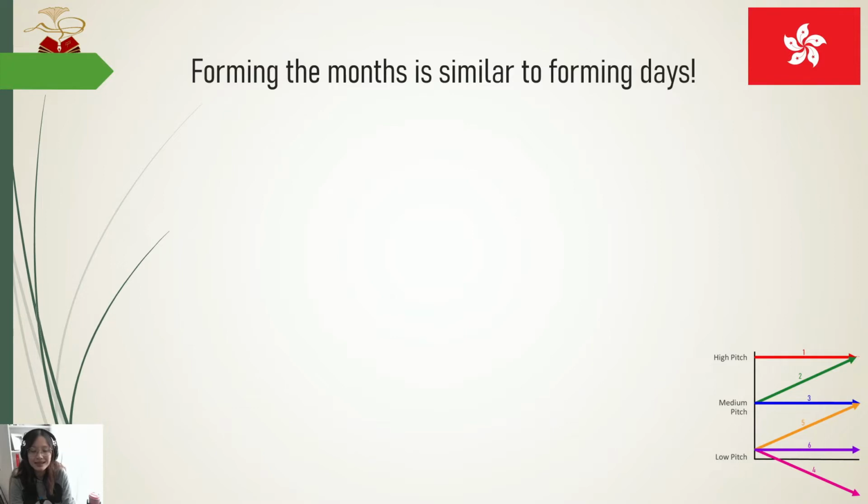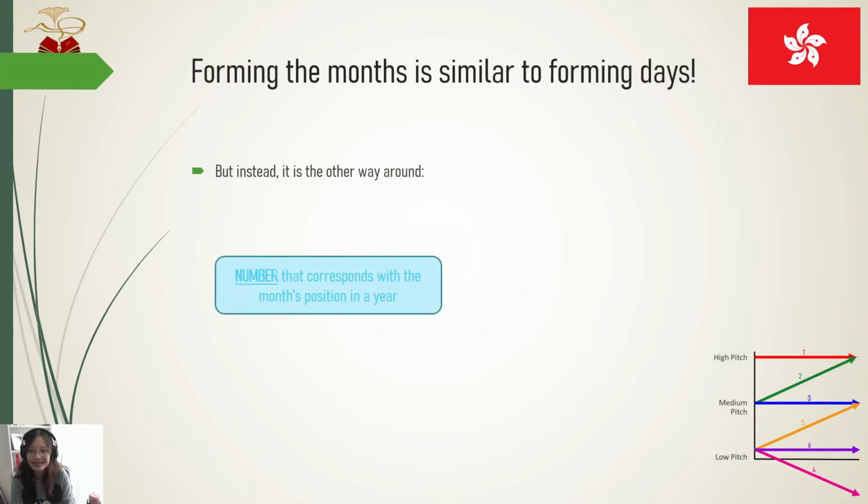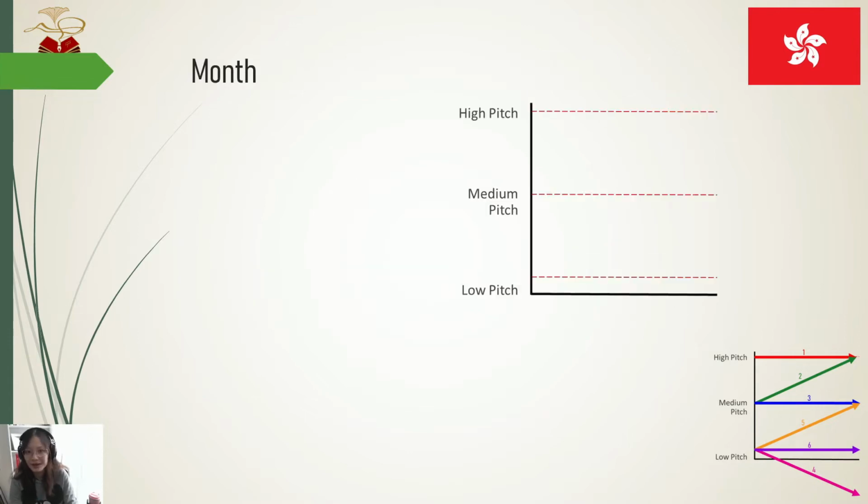So forming the months is similar to forming the days, but instead it is the other way around. What I mean by that is instead of saying the word for month and then the day as a number, we say the number first that corresponds with the month's position in the year, and then we say the word for month. How do we say the word for month? It's very simple, there's only one word for it, which is yut.